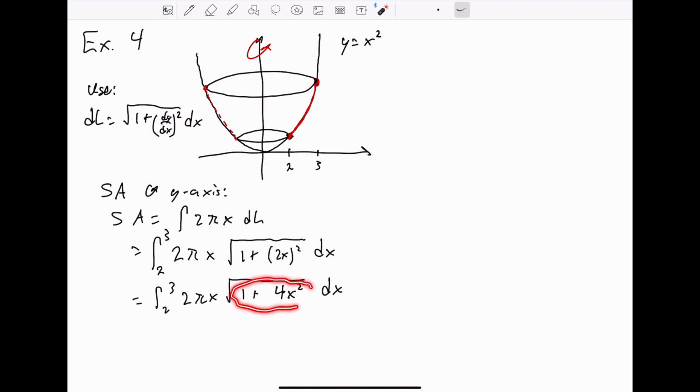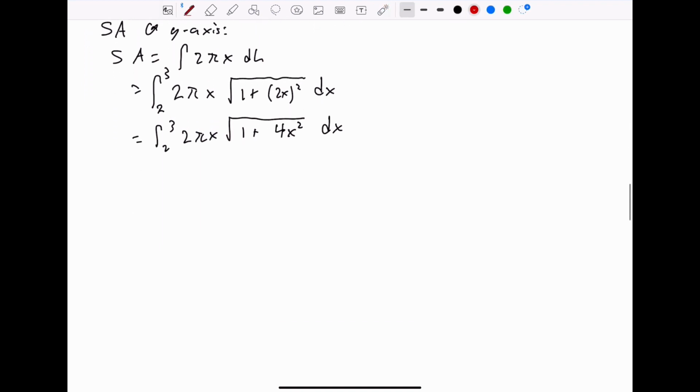Notice that we have an inner function here, and the derivative of this is 8x, and we have a multiple of x sitting right here. So we're going to do u substitution. We'll choose u to be the expression under the square root, and that will allow us to solve the integral. So this is u sub, u equals 1 plus 4x squared.